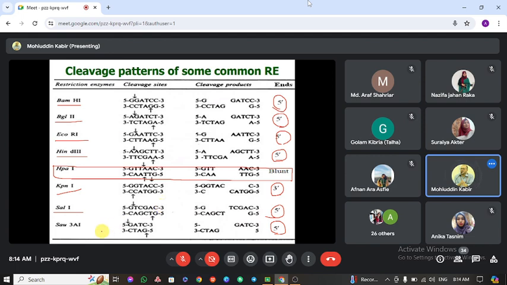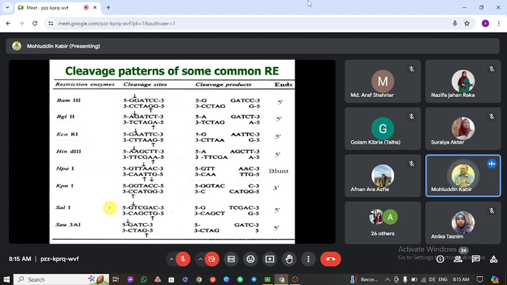Sau3AI is compatible with BamHI. In the previous chapter, you heard about it when you learned the different cloning strategies, using different vectors.